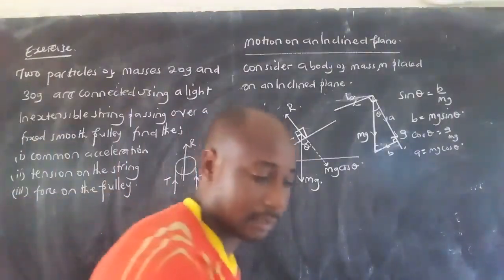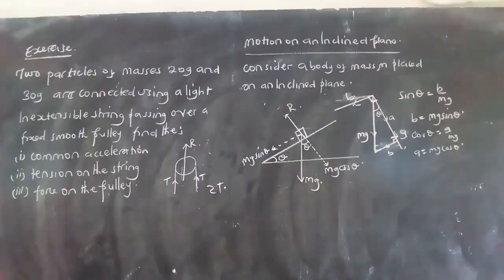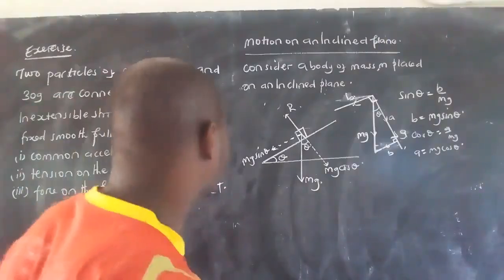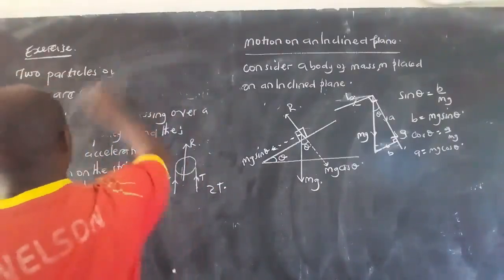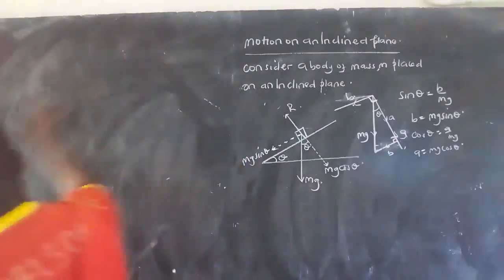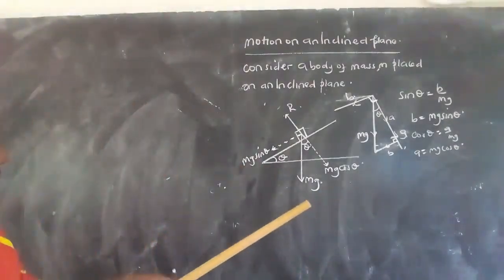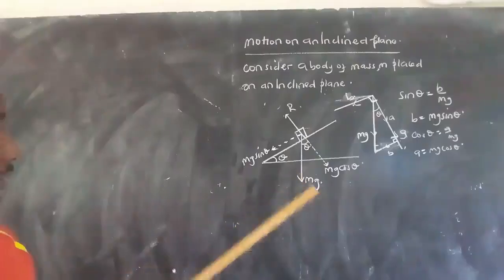Those components, we call them the weight. So let us look at some examples. Let us look at examples which involve using that. We look at some examples where we are going to use this concept here. Is that okay?